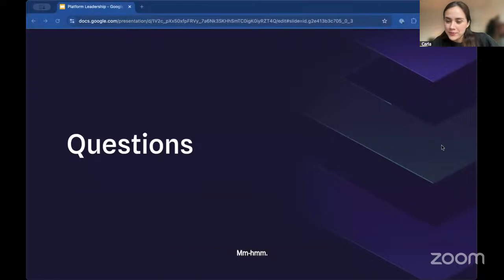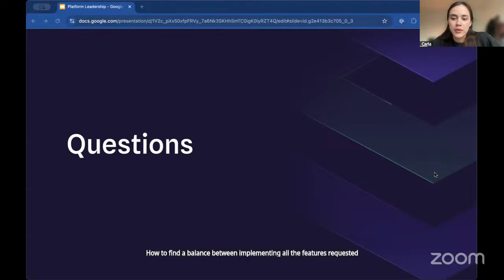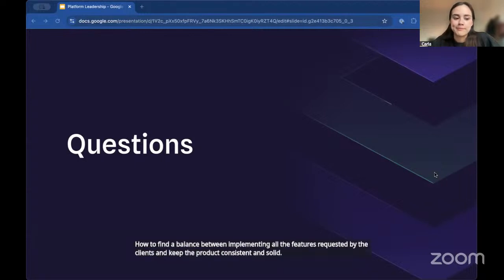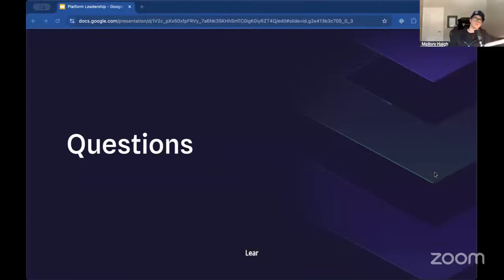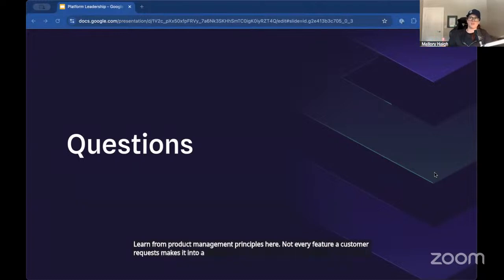Okay, we have one. How to find a balance between implementing all the features requested by the clients and keep the product consistent and solid. Learn from product management principles here. Not every feature a customer requests makes it into a product. You have to learn how to groom the backlog of customer feature requests and make calls about what's going to be the most valuable to put into the platform.